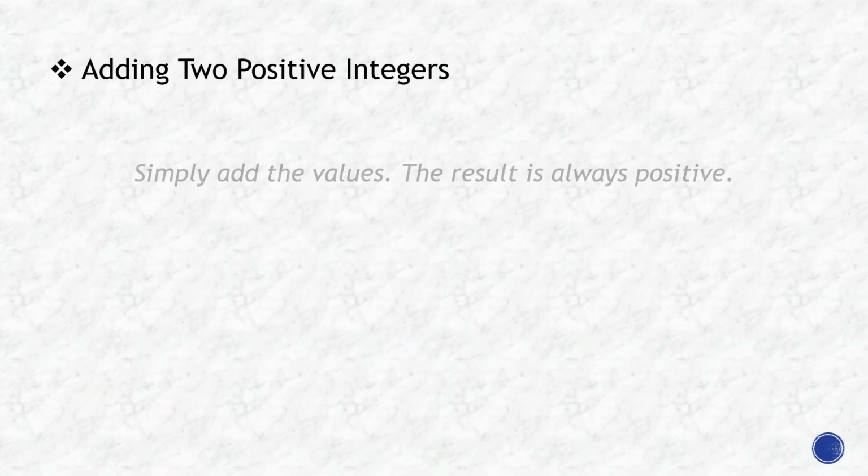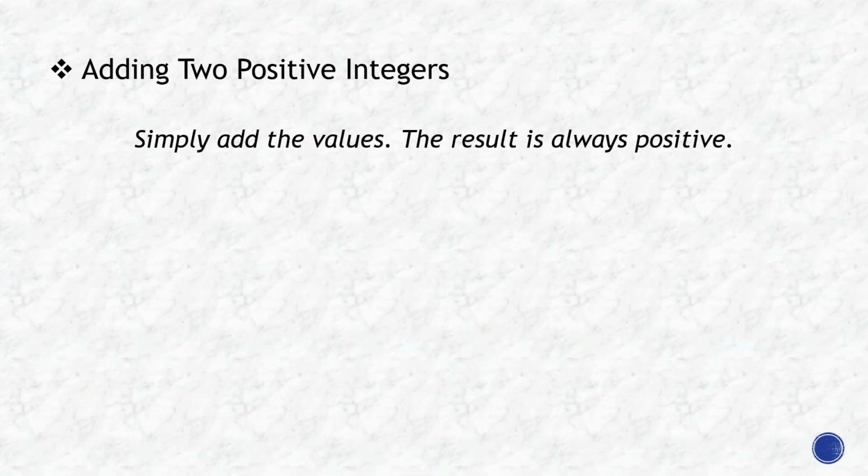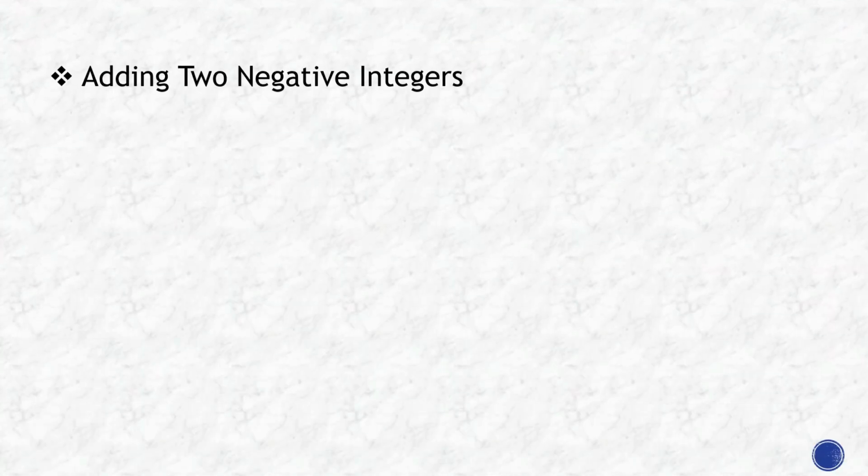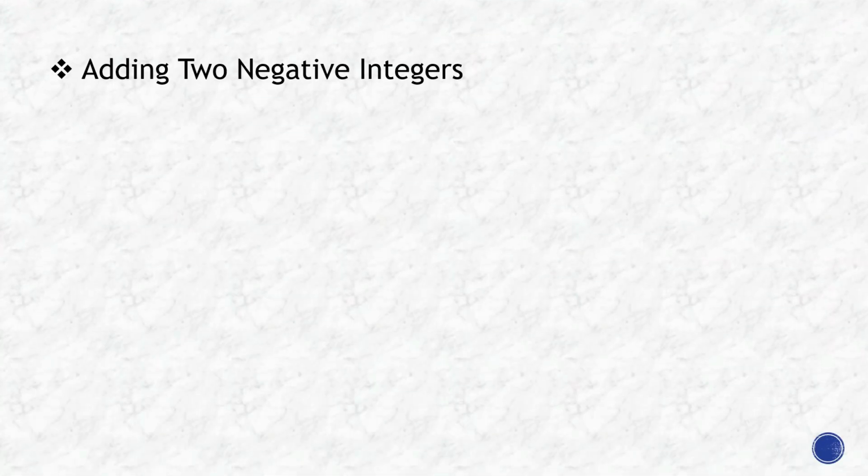So there's a rule for that, and the rule is simply add the values. The result is always positive. All right. For example, 5 plus 3. 5 is positive as long as you don't see any sign. That means it's positive. 3 is positive as well. So 5 plus 3 is equal to 8. That's the answer.